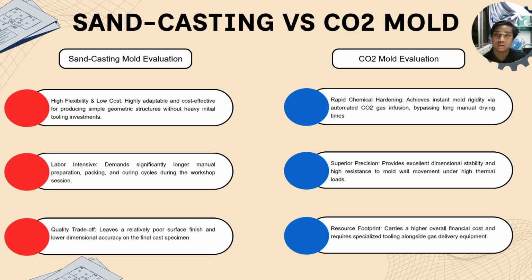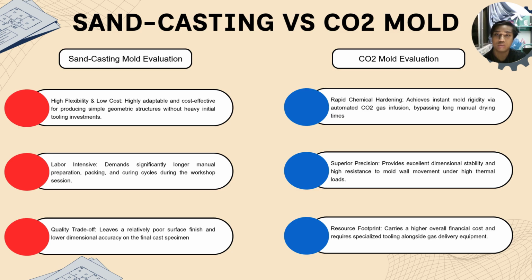And for CO2 molds, this method uses CO2 gas to chemically harden the molds almost instantly. It completely skips those long manual drying times.